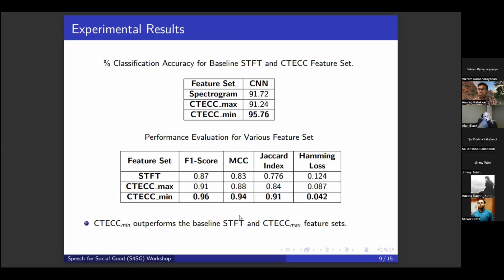The classification accuracy was compared with the baseline STFT and various CTECC feature sets. CTECC can be divided further into CTECC maximum and CTECC minimum. By maximum, we mean that we take the maximum mean over the whole 40 subband filters, and in CTECC minimum, we take the minimum over the whole 40 subband filters.